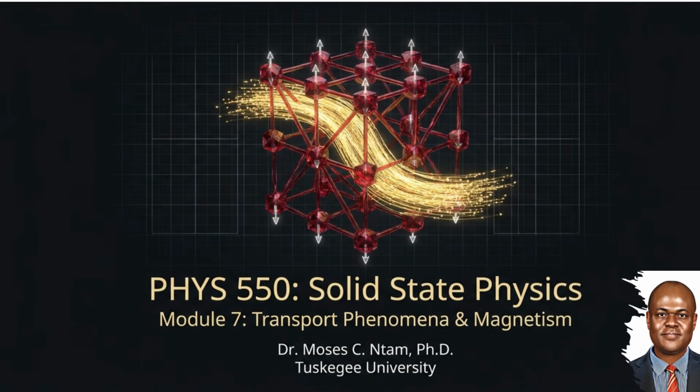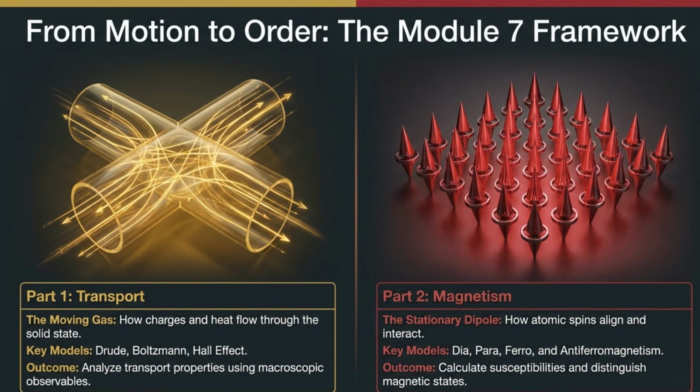Welcome to Physics 550, Solid-State Physics. This is Module 7, covering transport phenomena and magnetism. Module 7 is divided into two parts: transport, which explores the movement of charges and heat through the solid state, and magnetism, which examines how atomic spins align and interact.